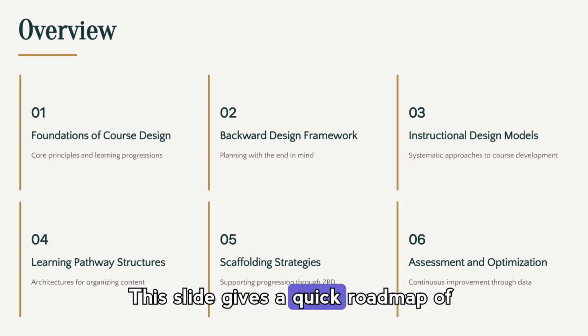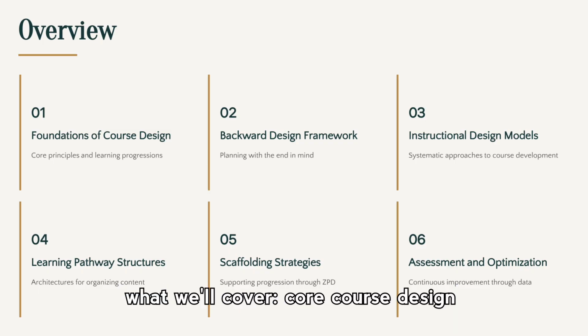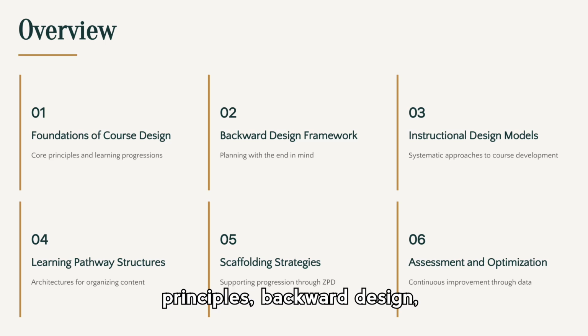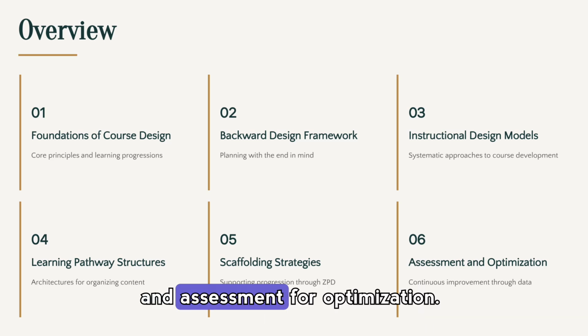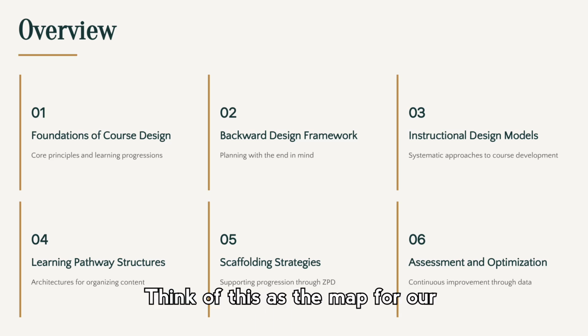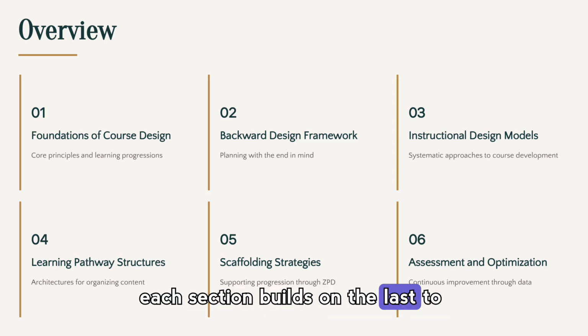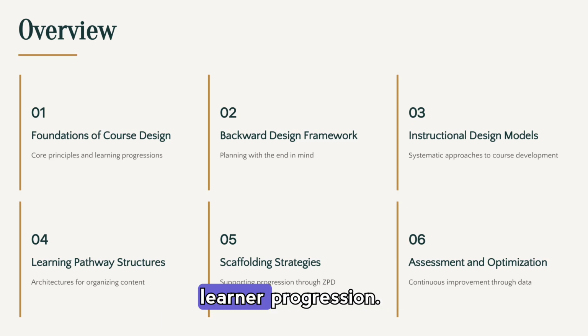This slide gives a quick roadmap of what we'll cover: core course design principles, backward design, instructional models, pathway structures, scaffolding strategies, and assessment for optimization. Think of this as the map for our conversation so you can see how each section builds on the last to create an integrated approach to learner progression.